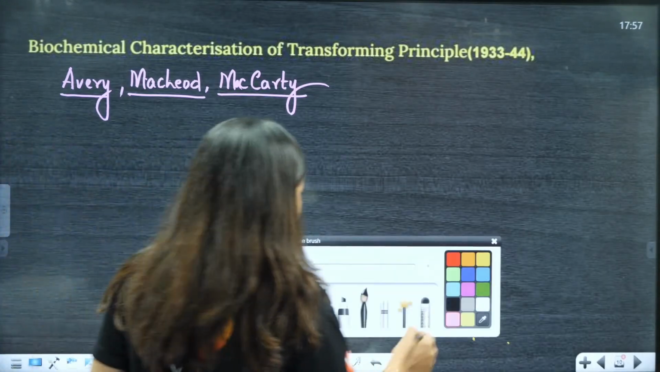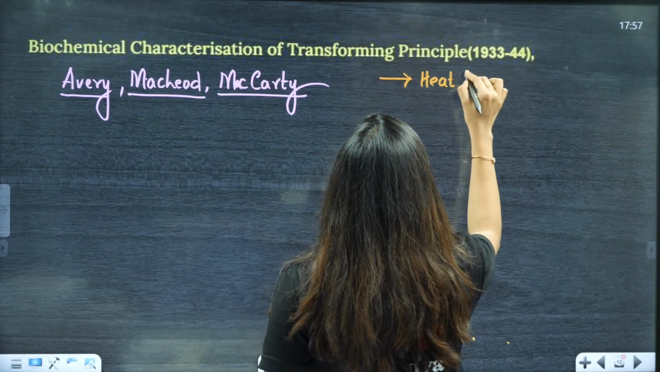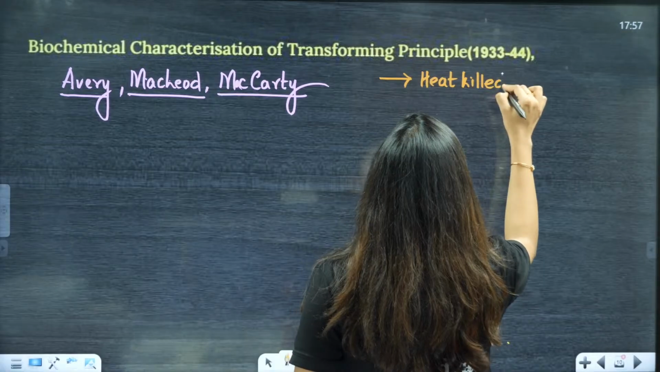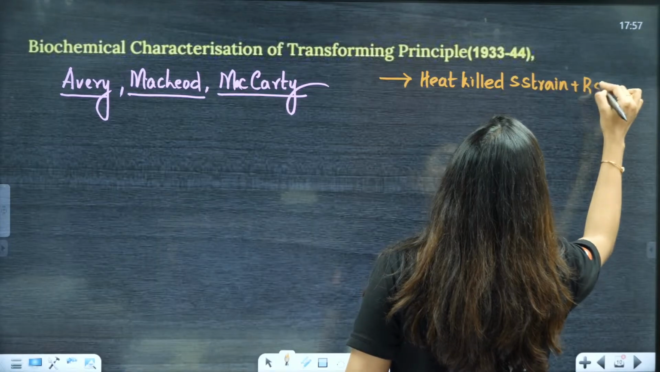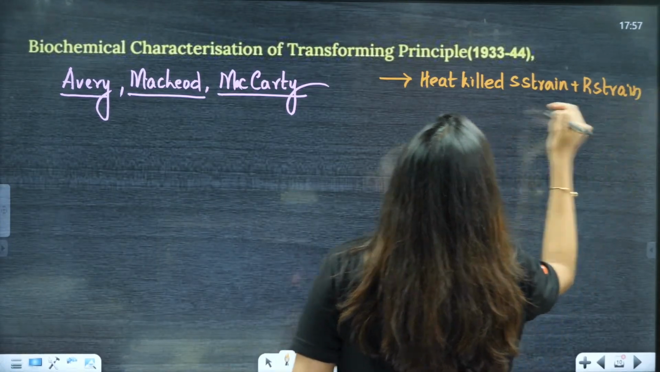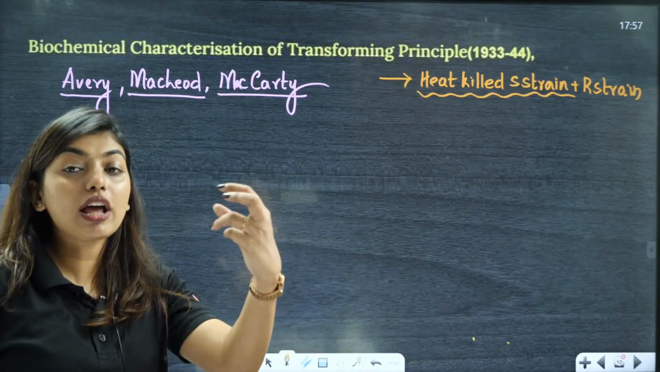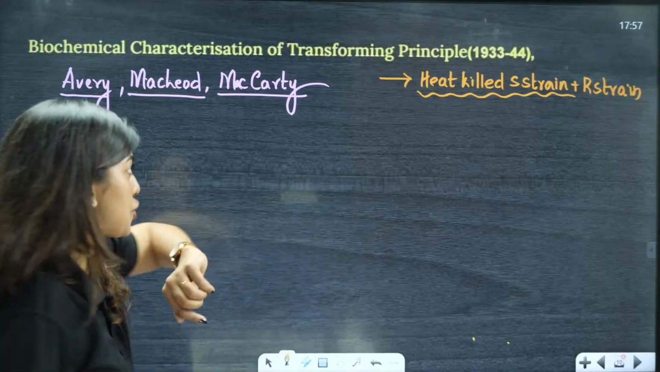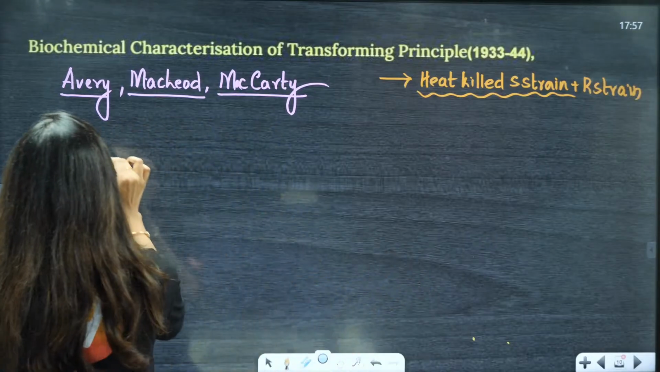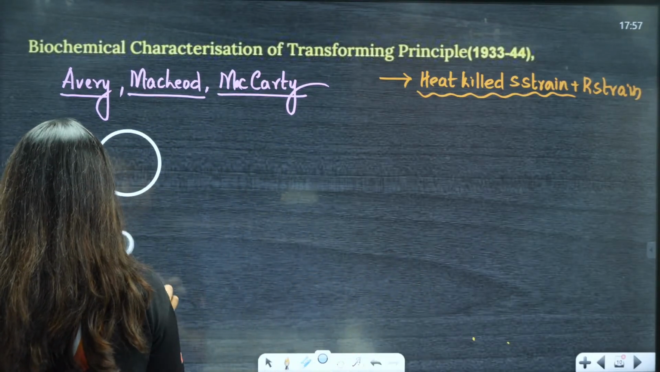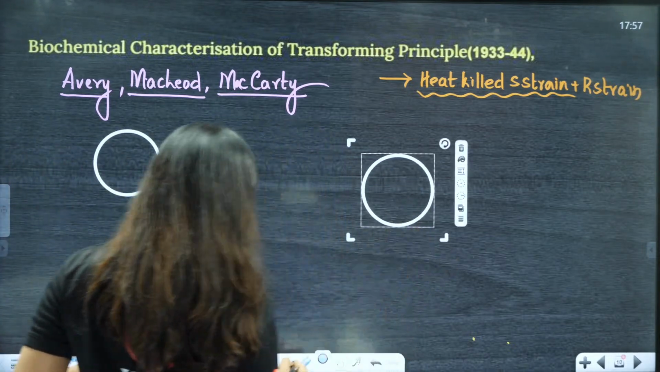So, this combination, heat killed S strain plus R strain. So they were checking the biochemical nature of this heat killed S strain, that what would have got transformed from heat killed S strain to R strain. So they did an experiment, students. What did they do? So look here, 1, 2 and 3. They took 3 setups, okay?